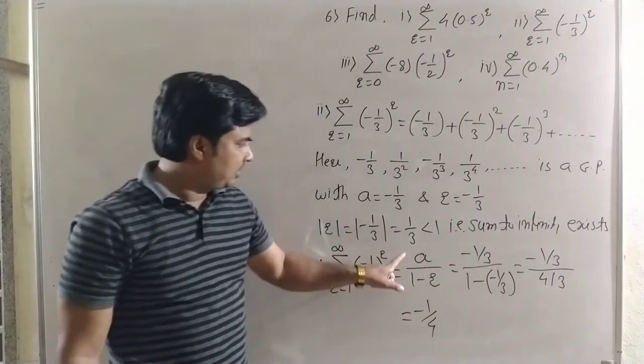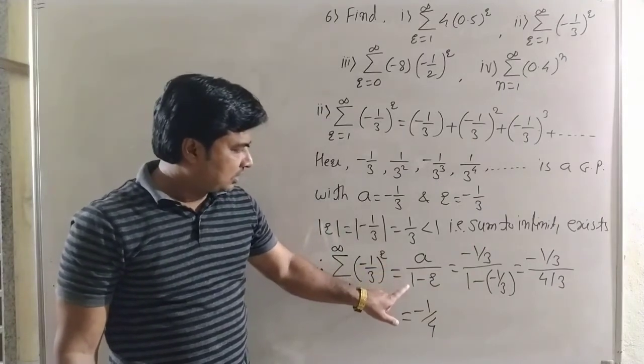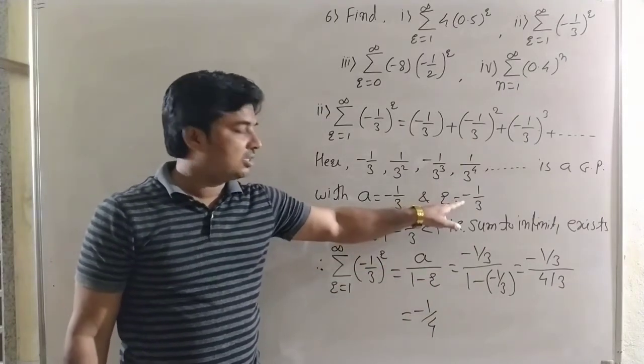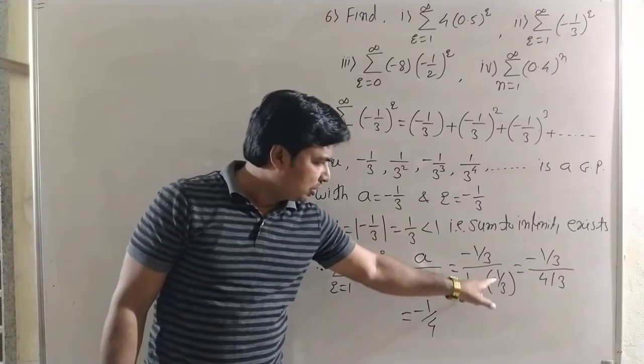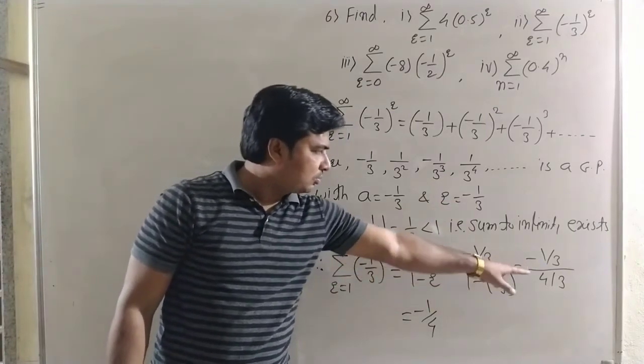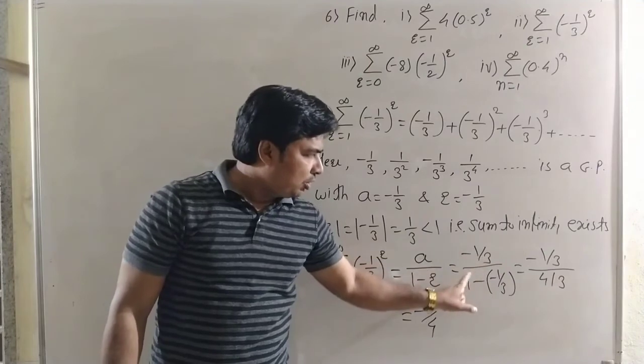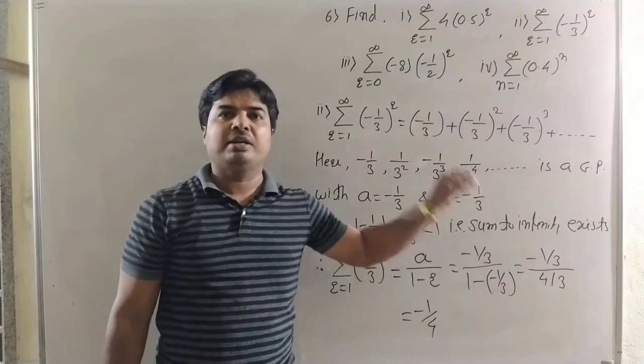See carefully, 3 get cancelled. It is a upon 1 minus r. It is a minus 1 by 3, it is minus 1 by 3. So it is plus 3 plus 1, it is a 4 by 3. Minus 1 by 3 upon 4 by 3, 3 get cancelled. It is minus 1 by 4.